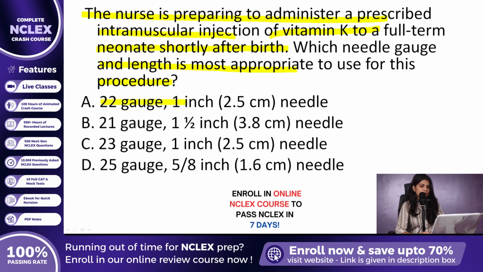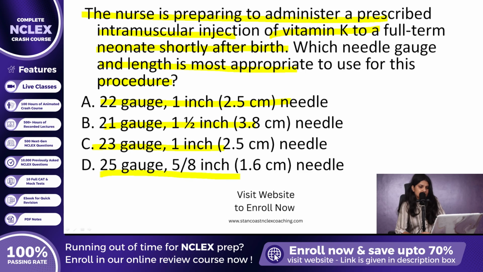Option A, 22-gauge 1-inch needle. Option B, 21-gauge 1 1/2-inch needle. Option C, 23-gauge 1-inch needle. Option D, 25-gauge 5/8-inch needle. The correct answer is Option D, 25-gauge 5/8-inch needle.